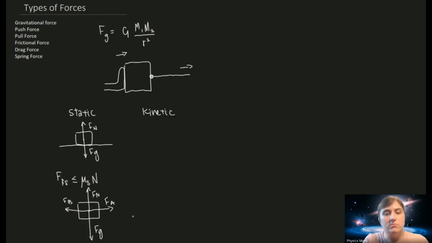And so it can have a force that increases. And the reason why it's an inequality is it can only get so big up to a certain point, that once I overcome that force, then it'll start to move. And that's why it's an inequality like that.